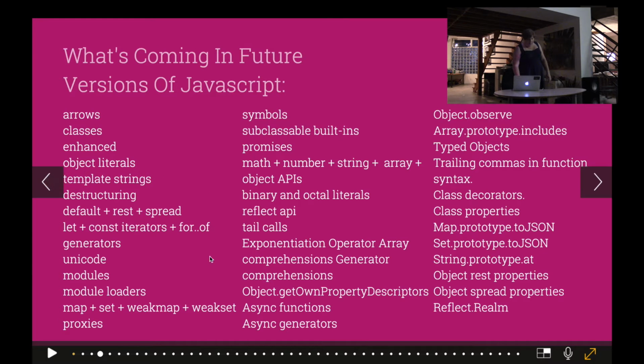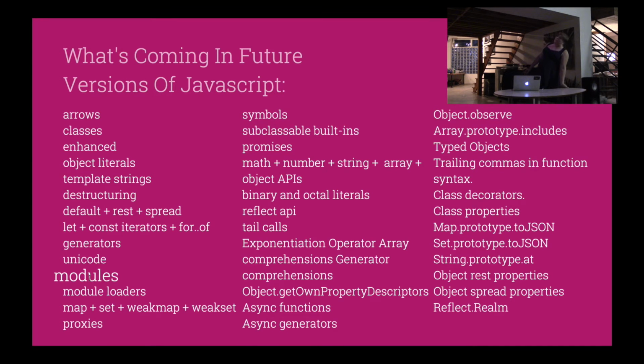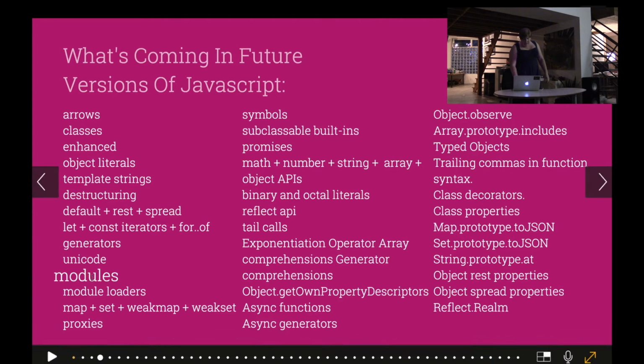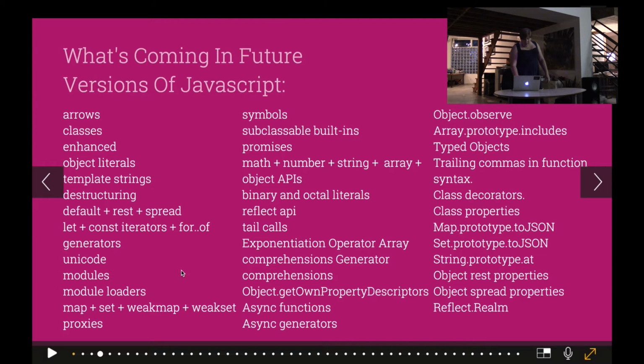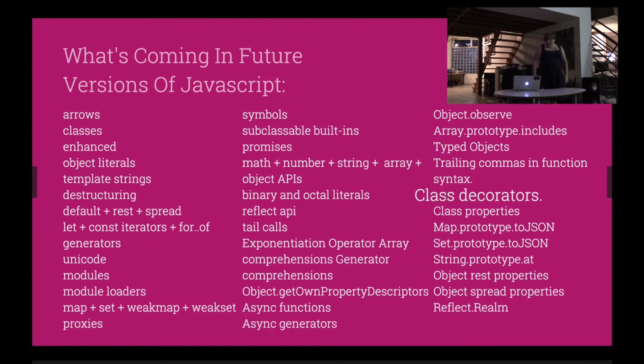A big one is modules. JavaScript is finally going to be a programming language. We'll catch up with C, I think, and we'll have a module system. And then let's see, there's a couple other good ones. I can't remember. Oh, decorators are a really interesting feature. I'm going to talk about it a little bit more later.